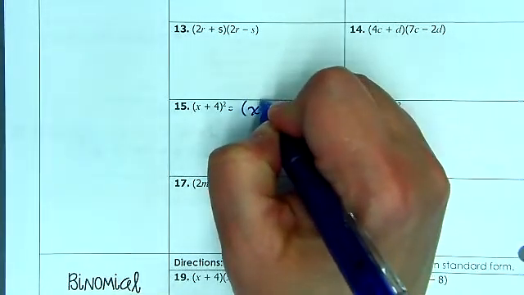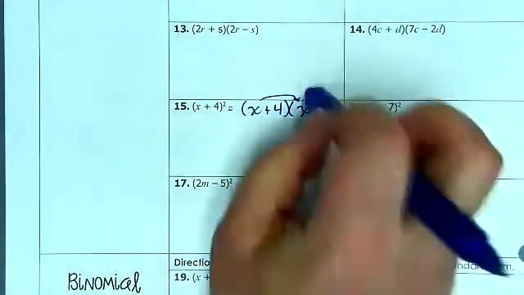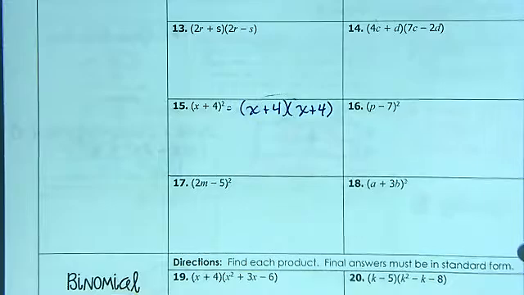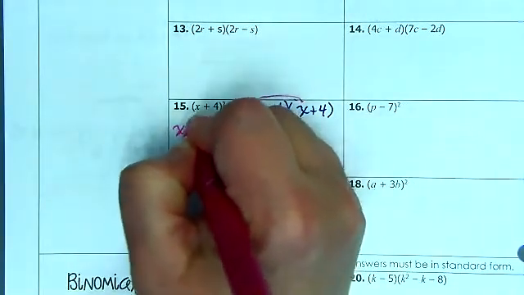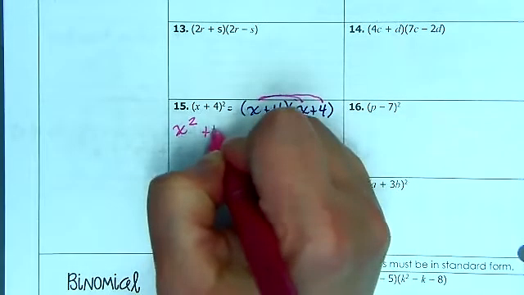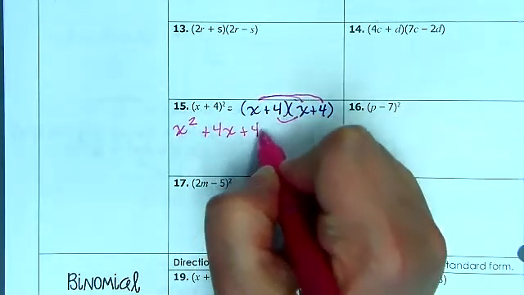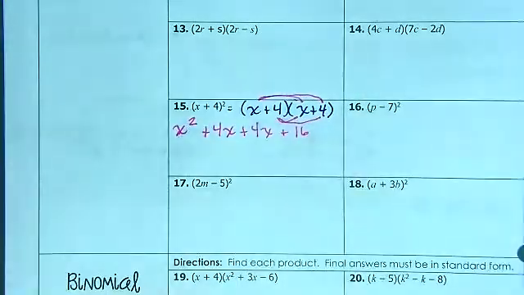So I'm going to distribute, and I'm going to distribute the x, so therefore I have x times x, which gives me x squared, x times 4, so that gives me 4x. 4 times x is 4x. 4 times 4 is 16.